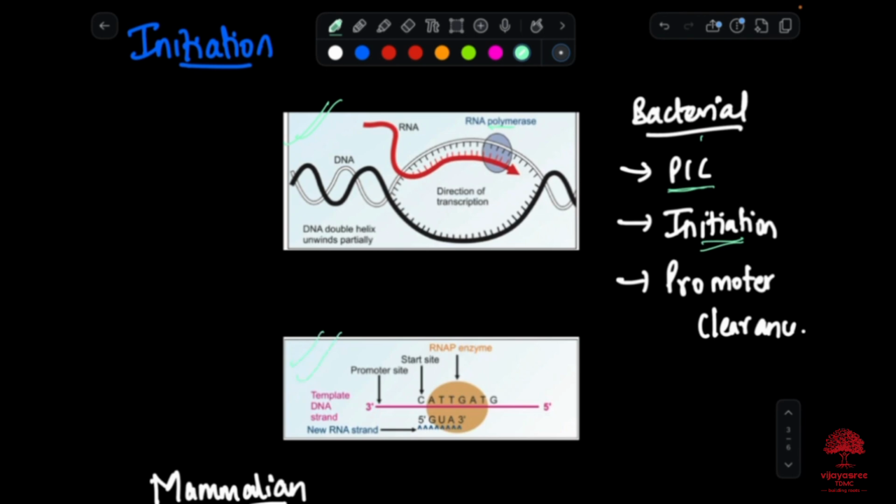So you can see the new RNA strand is being formed here. Now when about 10 to 20 nucleotides are formed, the RNA polymerase enzyme is going to undergo a conformational change and move away from the promoter region. That process is referred to as promoter clearance.